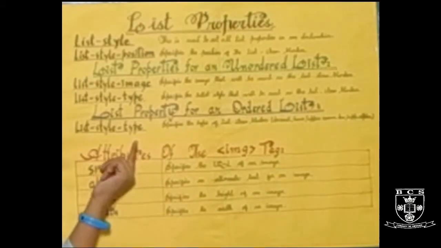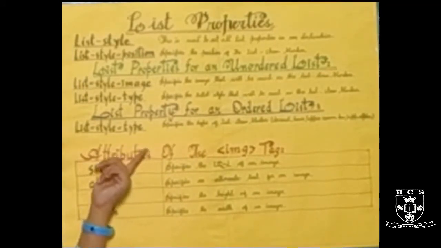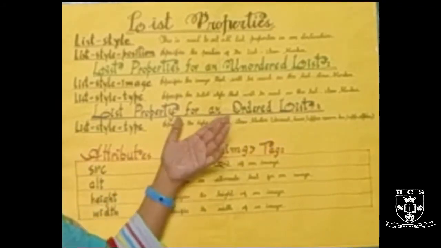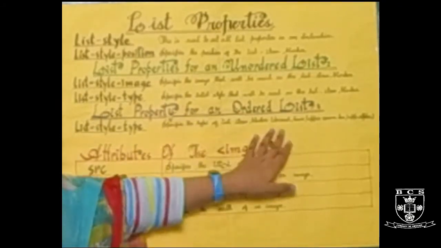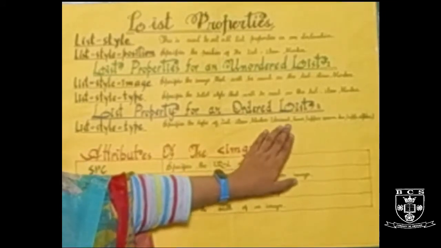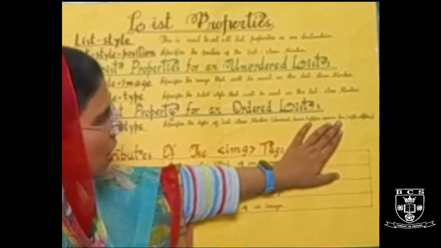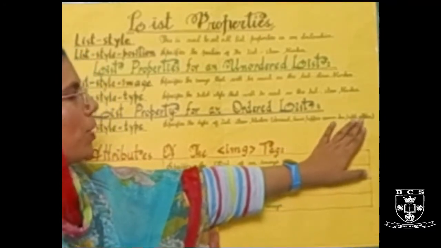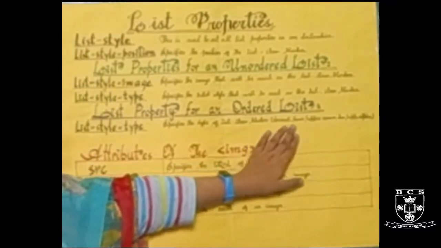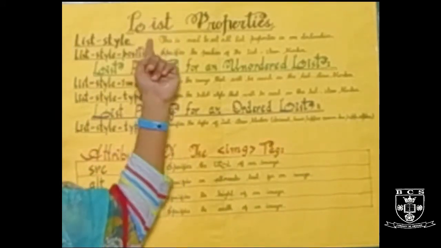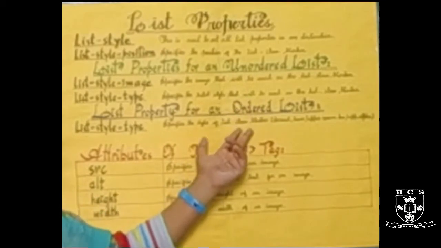Then the list property for an ordered list. For an ordered list we have only one property, that is list style type, because we know that for the ordered list we may have numbers and alphabets as the list item markers. It specifies which type of list item marker you want. Number one is decimal, number two is lower or upper Roman, and the next one is lower or upper alpha, meaning alphabets. So this is representing your numbers and this is representing your alphabets. So these are the properties for the simple list, then the unordered list, then the ordered list.